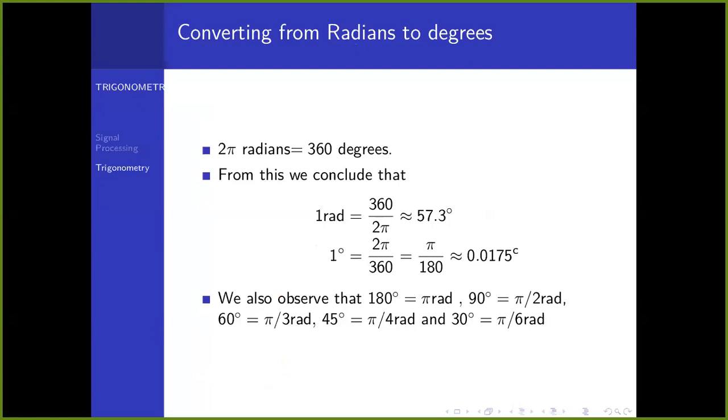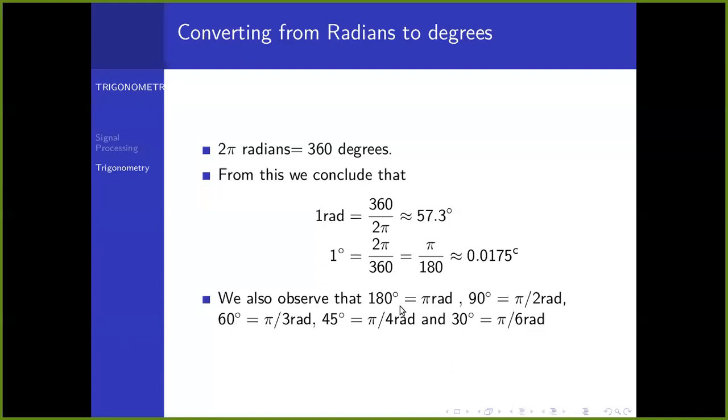It's sometimes useful to be able to convert from radians to degrees, and we use this relation where 2 pi radians will be equal to 360 degrees. Using that, we can see that 1 radian is approximately 57.3 degrees, and 1 degree is approximately 0.0175 radians. Sometimes this symbol c as a superscript is used to represent radians, or we just add RAD to mean radians.